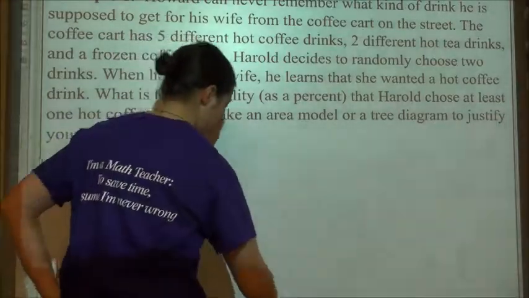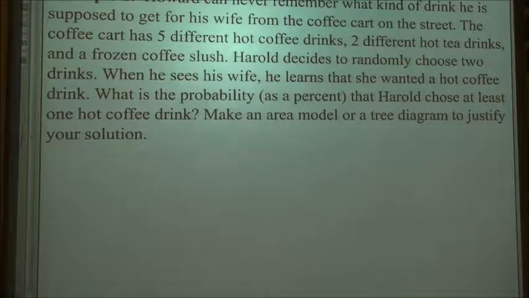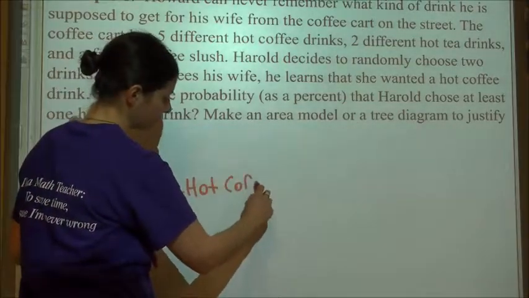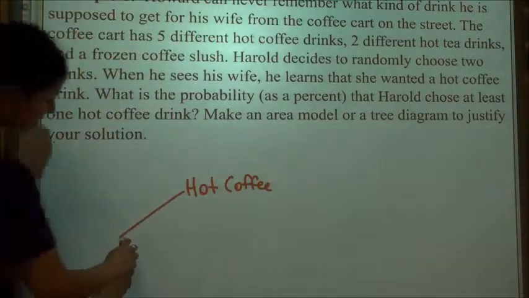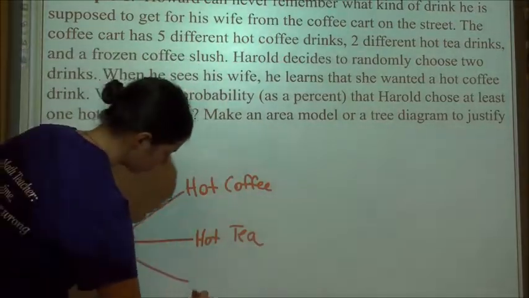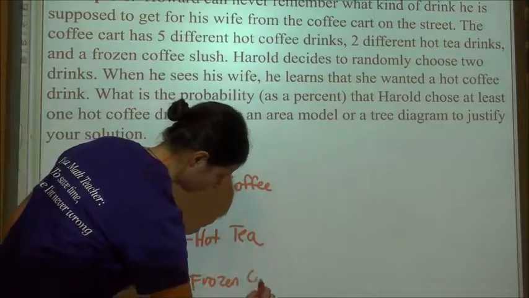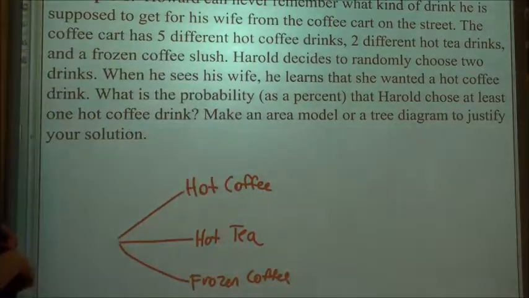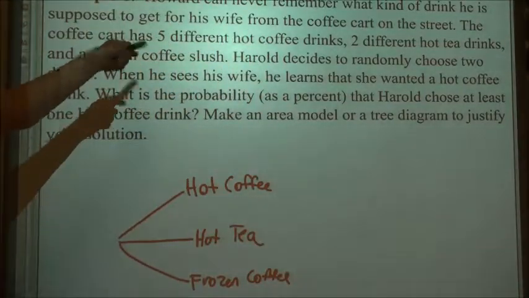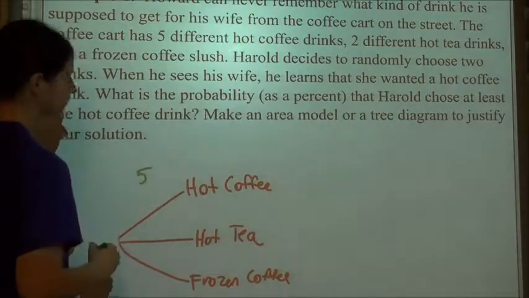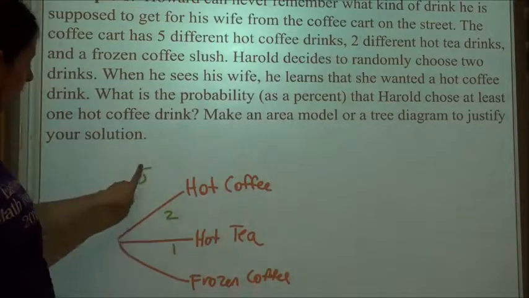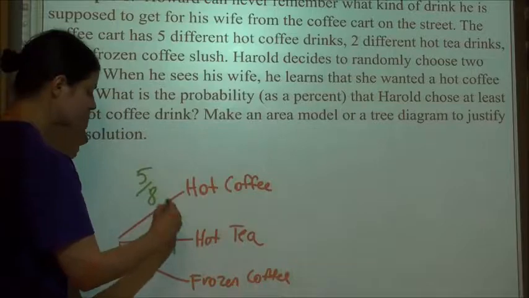So, on his first coffee drink, Harold has 3 choices. He has a hot coffee drink, he has a hot tea, and he has a frozen coffee slush. Of the drinks he has available to him, 5 of his coffee drinks are hot, 2 are tea, and 1 is a frozen coffee. So 5 plus 2 plus 1 gives me 8. So these are all out of 8.